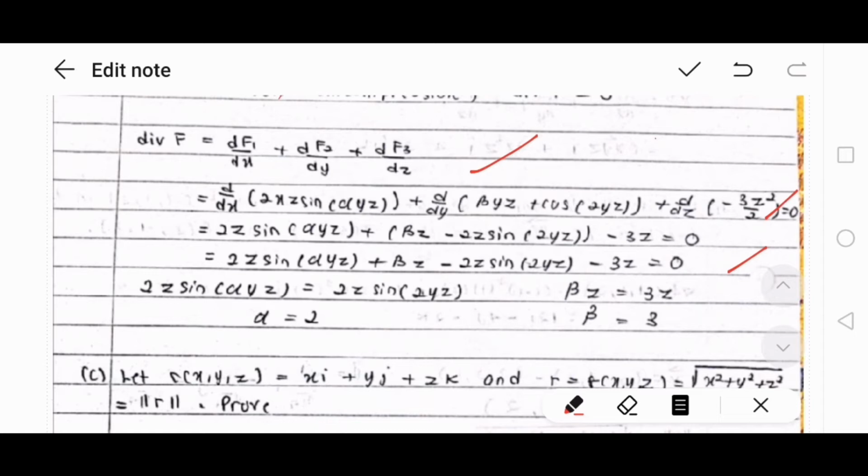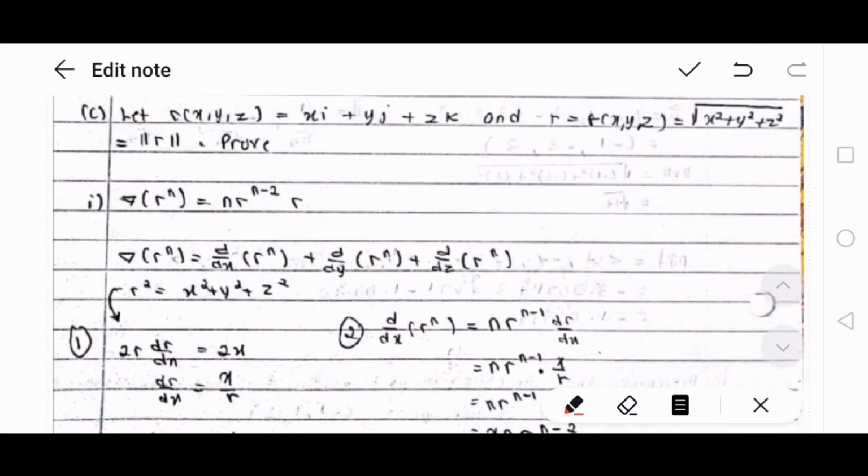Then we compare: 2z sin(alpha yz) equal to 2z sin 2yz, so we get alpha equal to 2. And then we compare beta z equal to 3z, and then we get beta equal to 3.